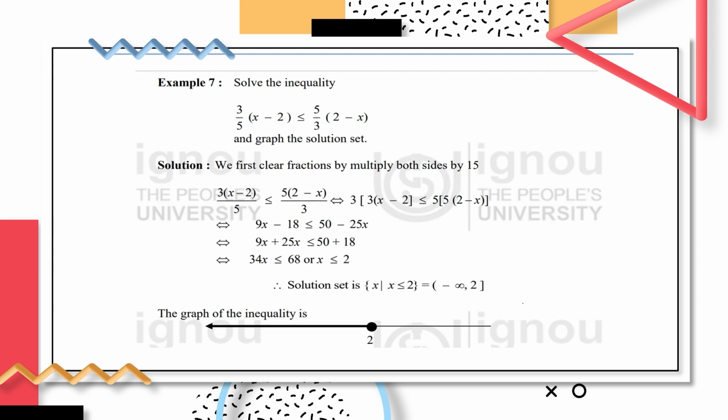Now, on the same lines, we can solve some more inequalities. Likewise, over here 3 by 5 into x minus 2 less than or equal to 5 by 3 into 2 minus x is an inequality which is required to be solved, and we are also required to graph its solution set. Performing the same steps, simplifying it by cross multiplication, you can rewrite this inequality as 3 into 3x minus 2 less than or equal to 5 into 5 into 2 minus x.